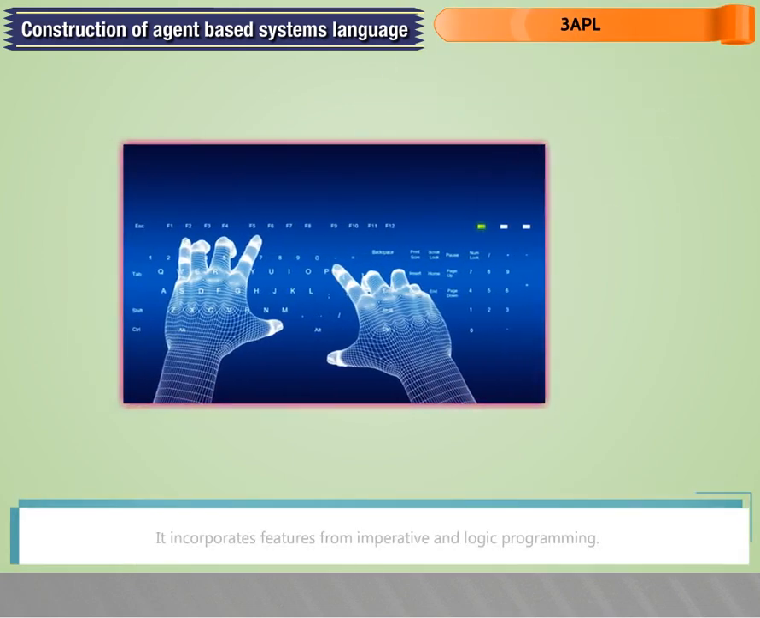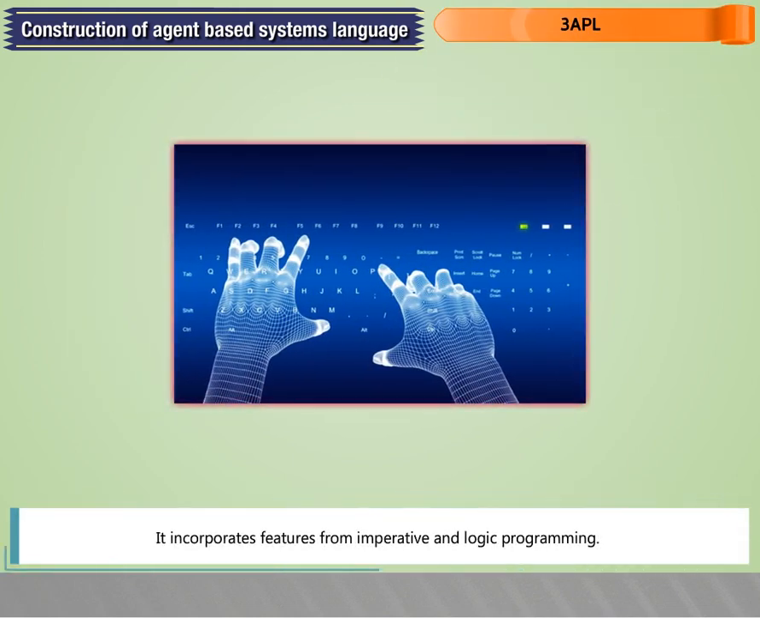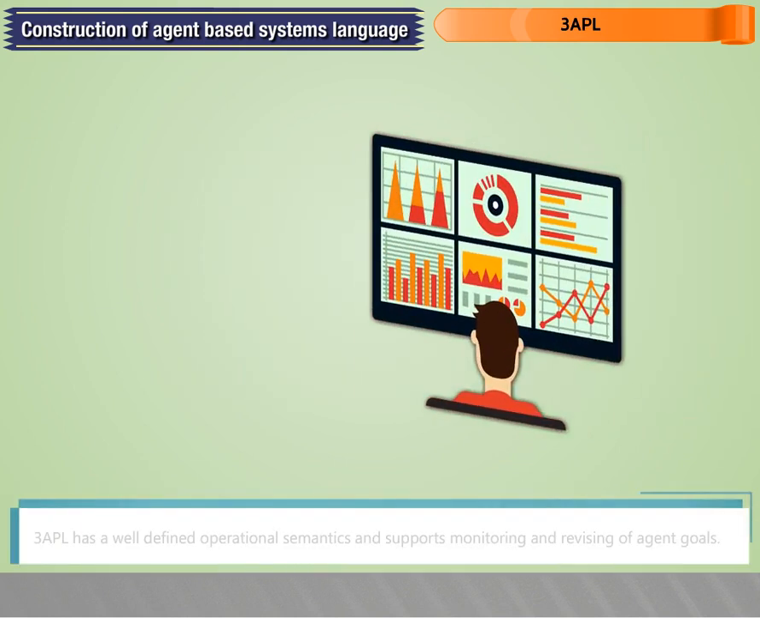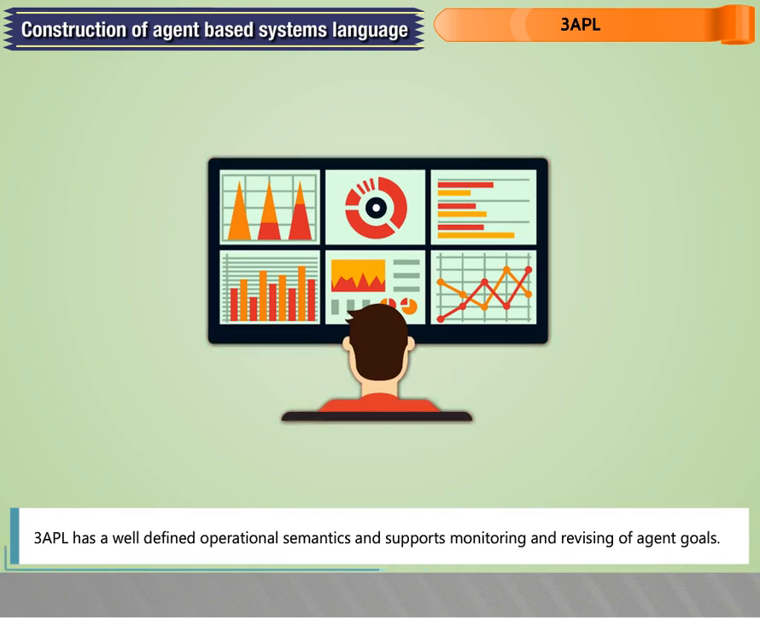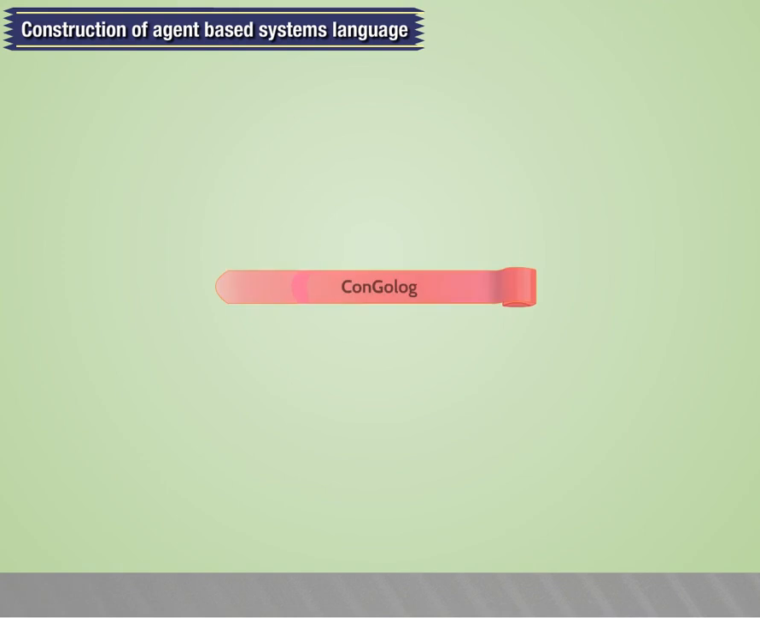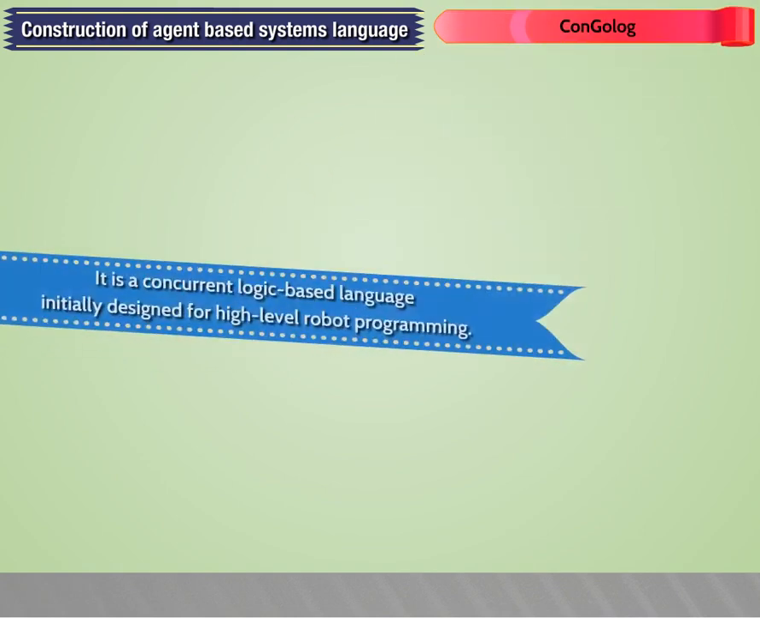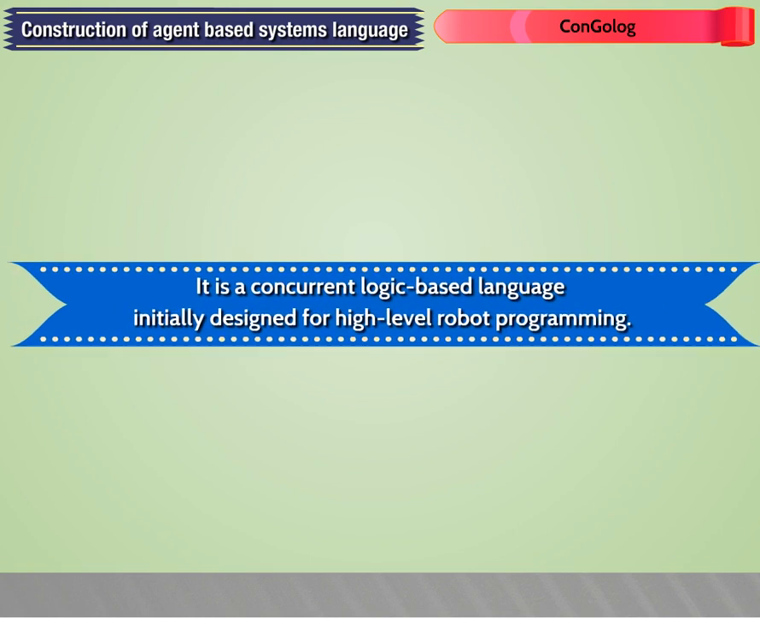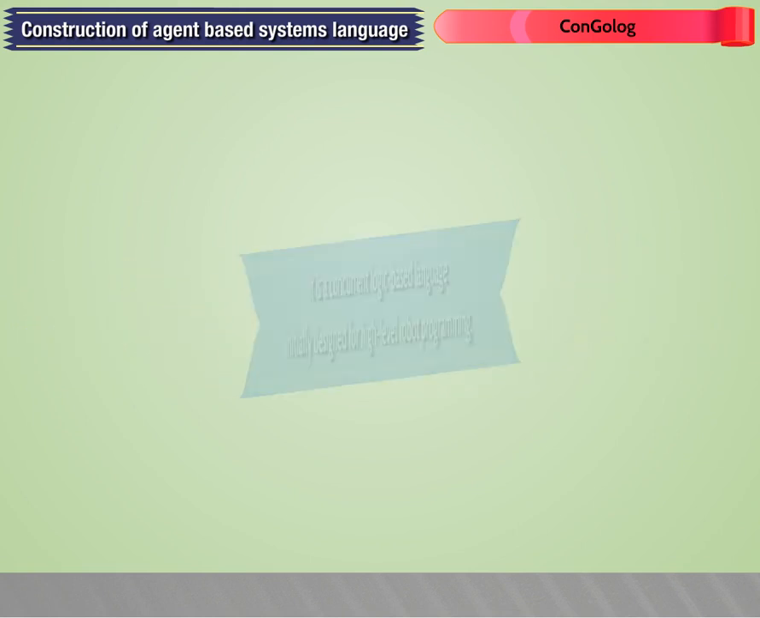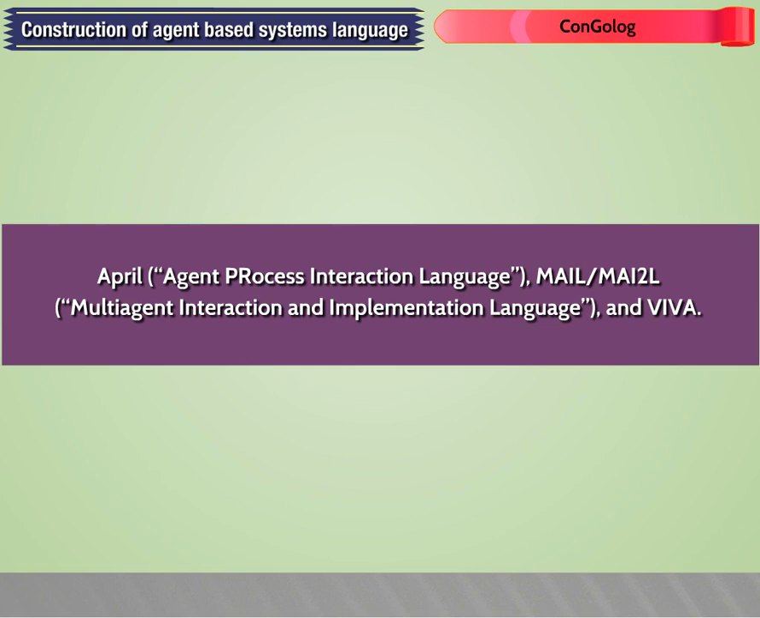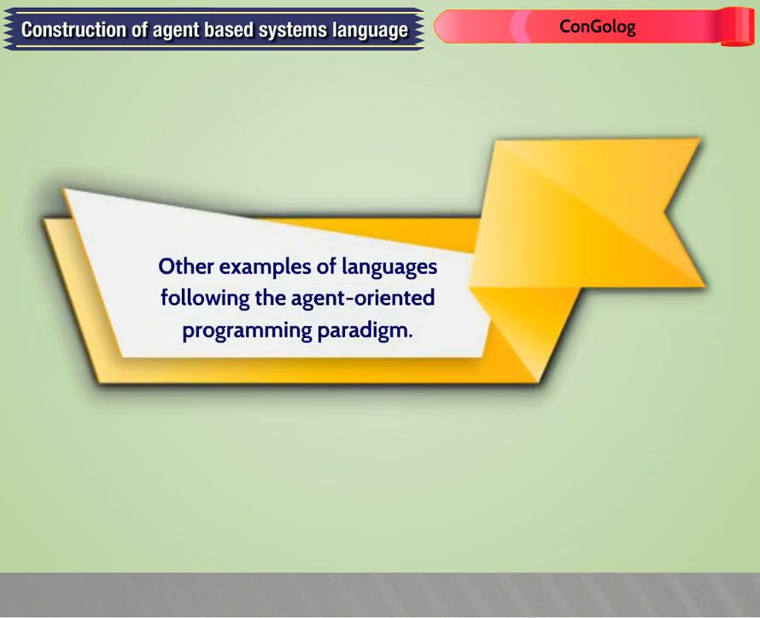3APL: it incorporates features from imperative and logic programming. 3APL has a well-defined operational semantics and supports monitoring and revising of agent plans. ConGolog: it is a concurrent logic-based language initially designed for high-level robot programming. APRIL, that is Agent Process Interaction Language, MAIL or MAI2L, Multi-Agent Interaction and Implementation Language, and VIVA are other examples of languages following the agent-oriented programming paradigm.